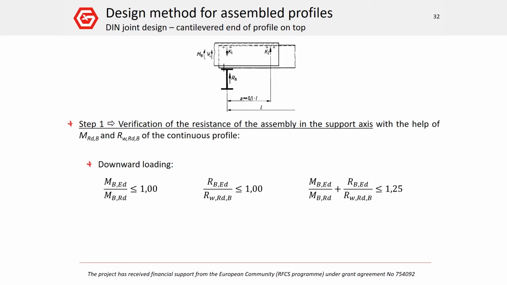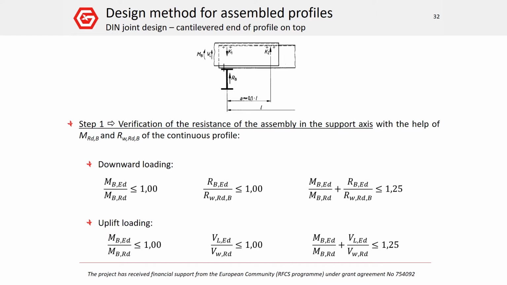Under downward loading, the bending resistance must be greater than the applied moment, the support resistance must be greater than the support reaction, and the interaction between bending and reaction must be checked using the following relation. Under uplift loading, the bending resistance must be greater than the applied moment, the shear resistance must be greater than the shear load, and the interaction between bending and shear must be checked using the following relation.